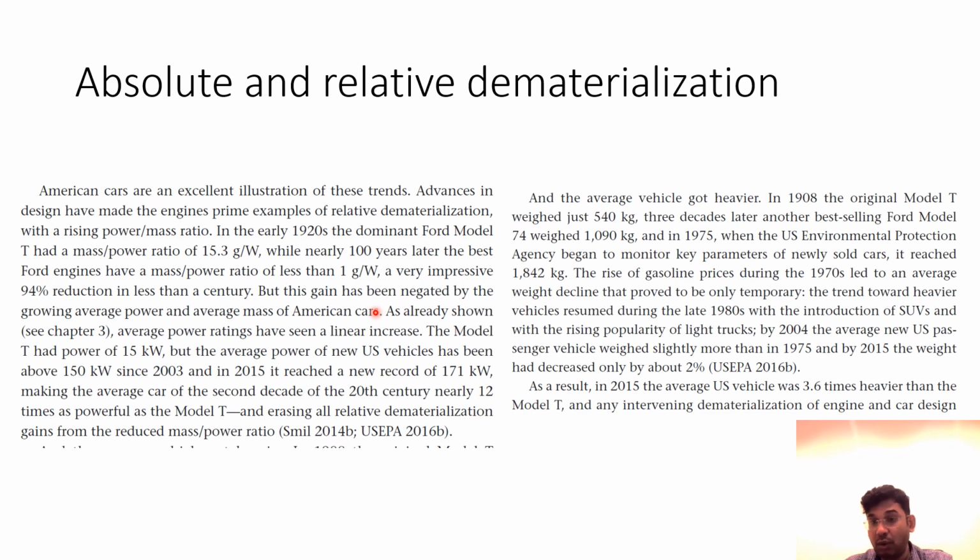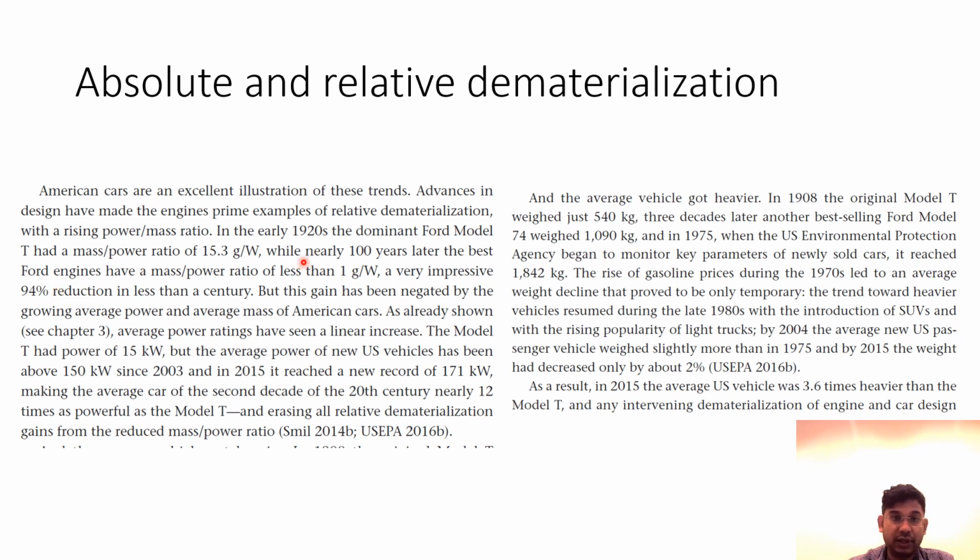He said that the Ford model in 1920, the American cars, had a relatively very low mass to power ratio. After 100 years, you could see that it improved from 15.3 gram per watt to 1 gram per watt, which is a 94% reduction in less than a century. Significant gain. But has that actually translated into something absolute, something concrete? Professor Smil says no. Why?